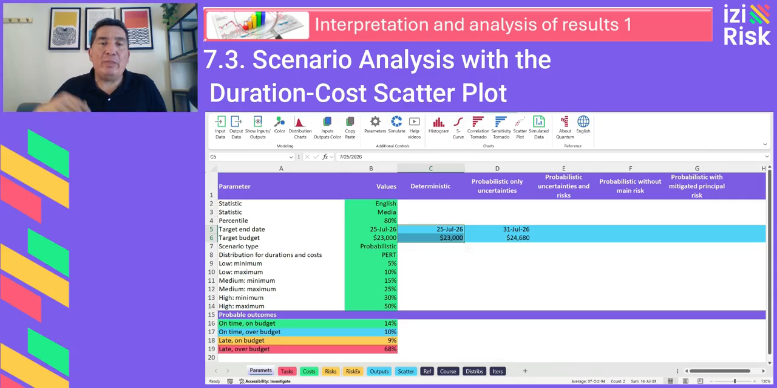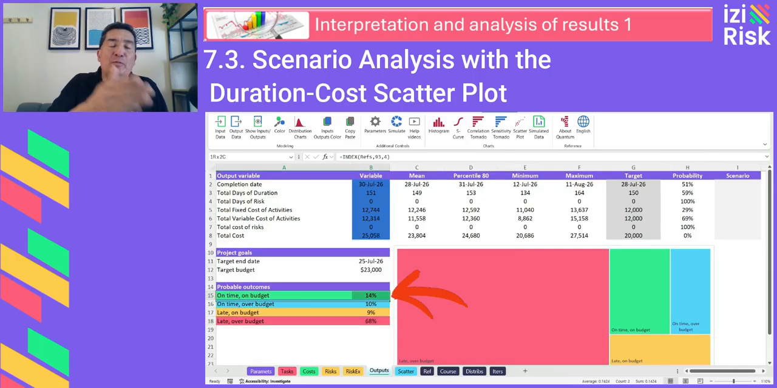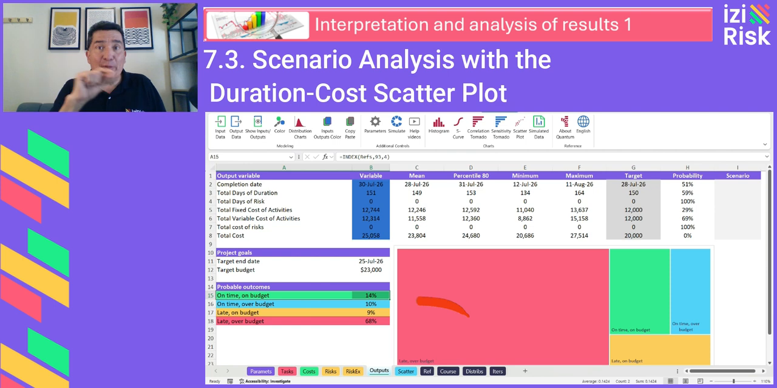So how do we interpret the results? Each of the 5,000 data points will fall into one of the quadrants. Therefore, an example of simulated scenario distribution: 10% of the cases on time and over budget, 9% of the cases late and under budget. This tells us that in this case, more than 2/3 of the time, the project ends up late and over budget. So what does this mean?